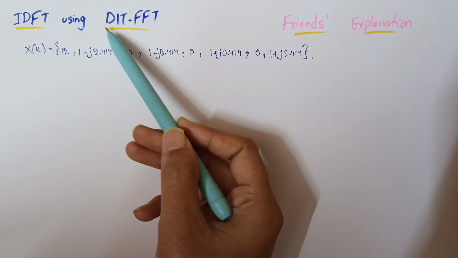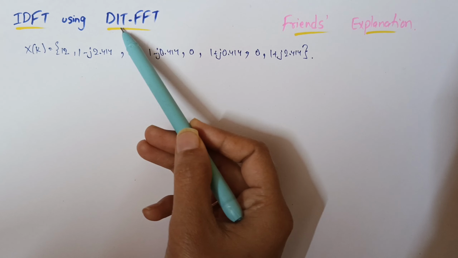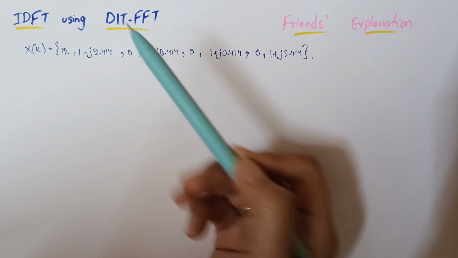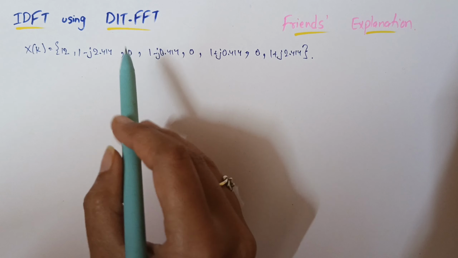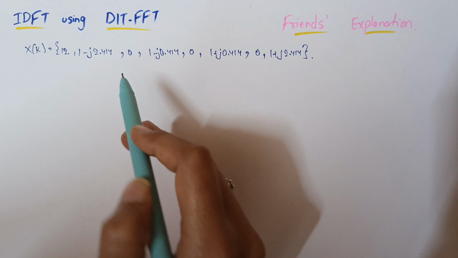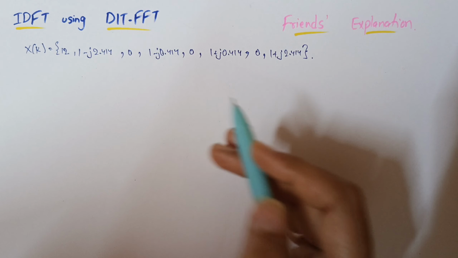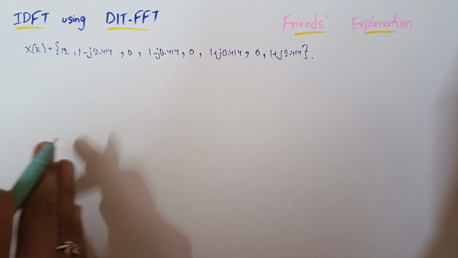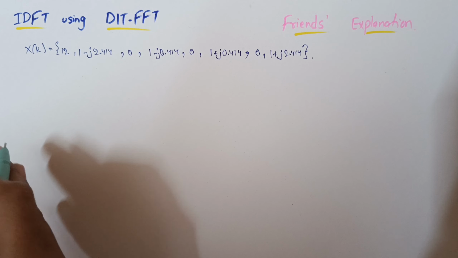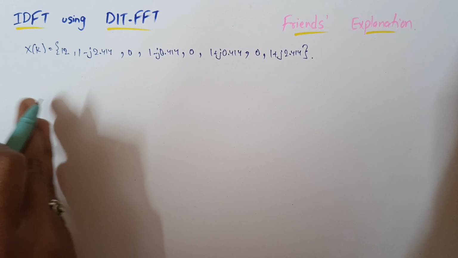I hope you know the meaning of decimation in time. Decimation in time means the time domain sequence will be in bit reversal order. So here the output will be in time domain, right? The output of the entire butterfly diagram should be taken in bit reversal order, and the input is in frequency domain, so the frequency domain will be in normal order only.